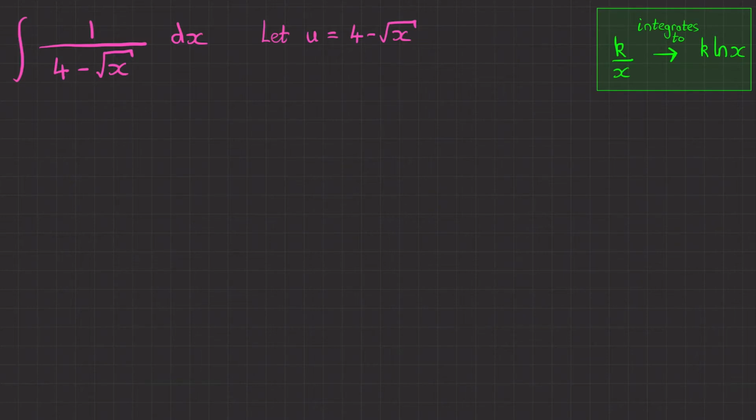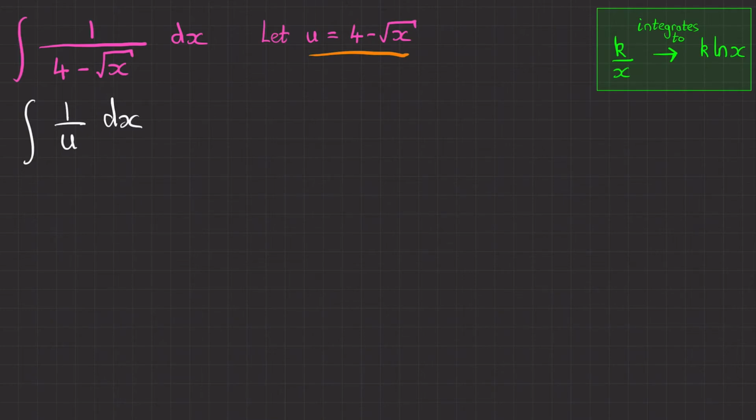This final question before your last set of questions, we've got the integral of 1 over 4 minus root x, and we're going to let u equals 4 minus root x. So u is going to equal the whole of the denominator, so we'll have the integral of 1 over u with respect to x. Now we can't differentiate at this point as we're differentiating with respect to x, but we need to differentiate with respect to u.